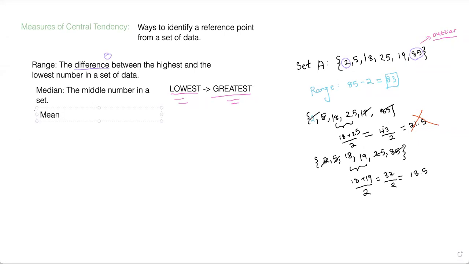Mean is the average of all the terms in a data set. Okay, so for this, what I'd actually like to do is create a subset of A. So I'm going to change my color, come over here, and we're going to make a subset of A.